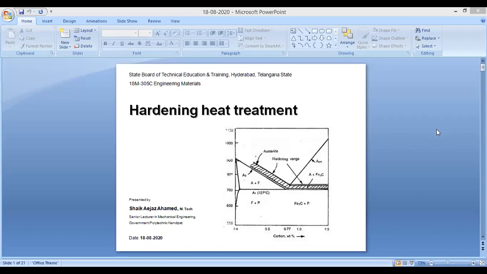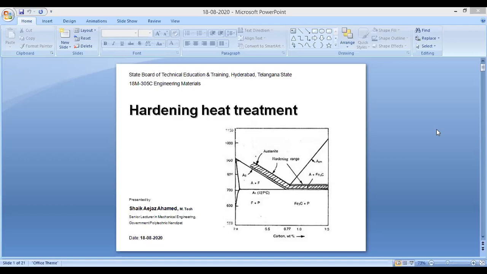I am Sheikh Ejaz Ahmed, working as senior lecturer in mechanical engineering at Government Polytechnic, Nandipet. Today's topic is hardening heat treatment. This topic is from the subject Engineering Materials from third semester C18 curriculum.